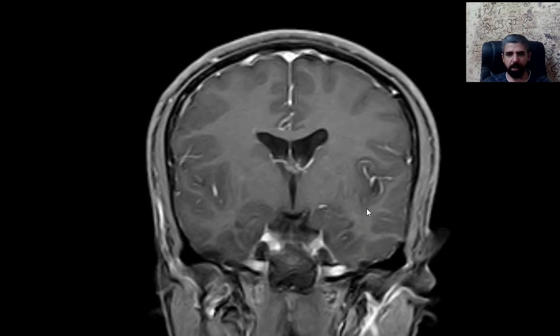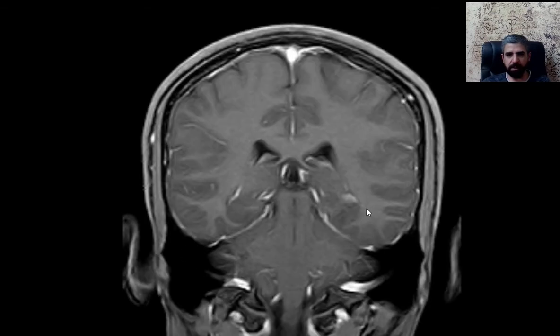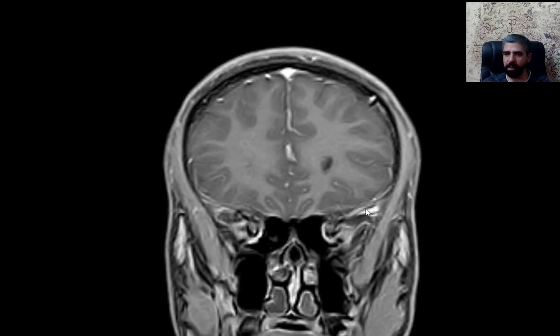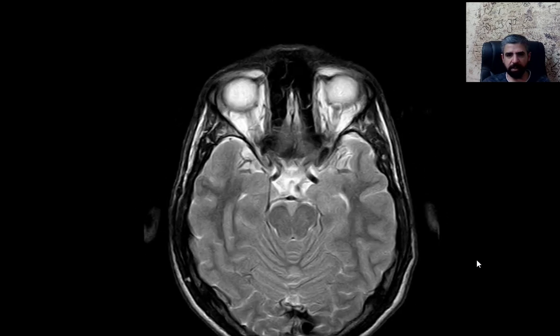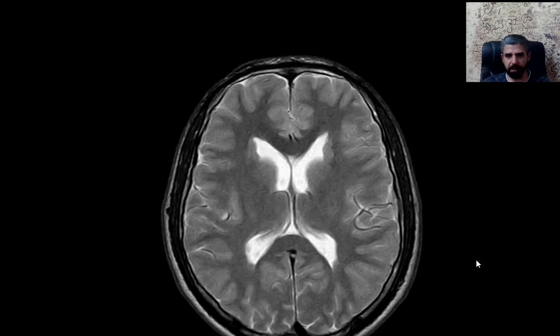And this is also coronal T1 weighted post-contrast images. You can see it here, the abnormality. And well, let's go back to the most obvious images, the T2 axial images. It's very obvious here. The abnormality is very well shown in this cut in particular.